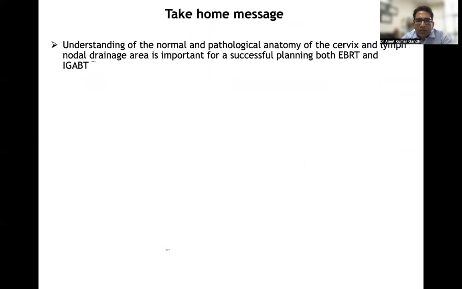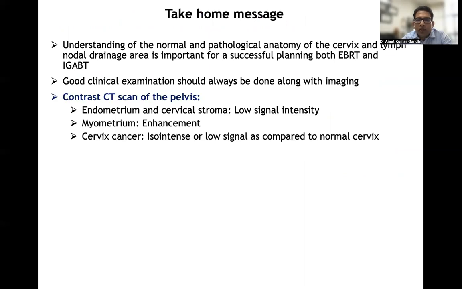So the important take-home messages are we need to very carefully understand the normal and pathological anatomy of cervix and lymph node drainage areas, and this is very helpful for a successful planning of both external and brachytherapy. We should never forget a good clinical examination, which should always be done along with the imaging. In the contrast CT scan of the pelvis, we need to remember that the endometrium and the cervical stroma will take up a low signal intensity. Myometrium will show enhancement, and cervix cancer will show an iso-intense or low signal as compared to the normal cervix.